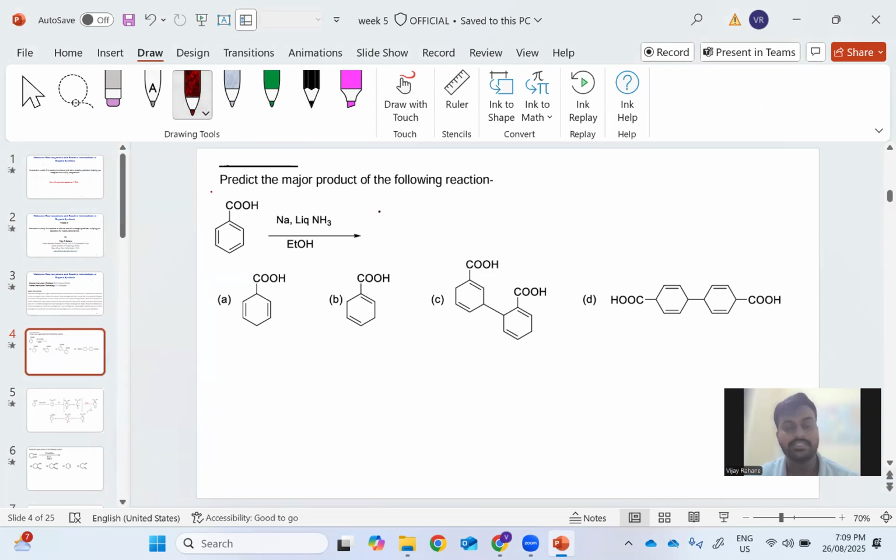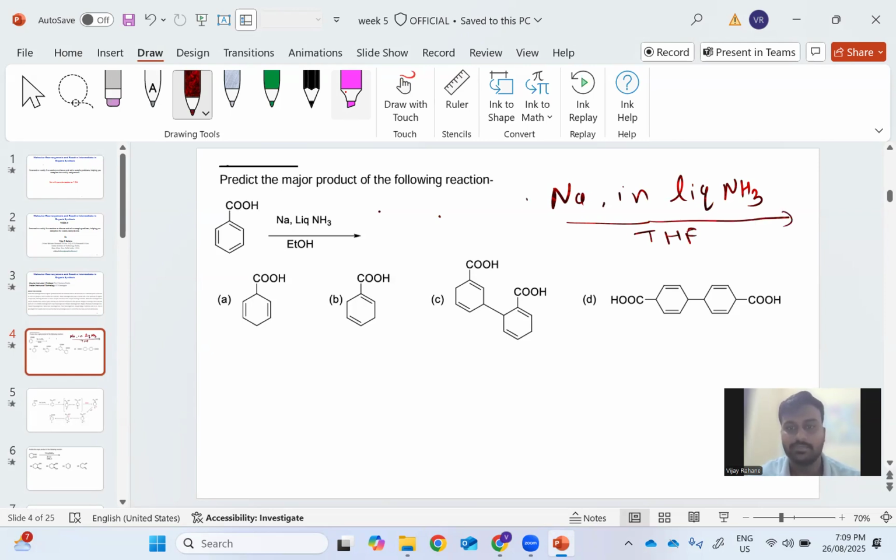If you remember this reaction condition, it is for the Birch reduction reaction, right? First, the name of this reaction, which involves sodium in liquid ammonia. Obviously there will be a solvent, THF most of the time, and then a catalytic amount of ethanol after the reaction. So this is the first step and the second is the ethanol.